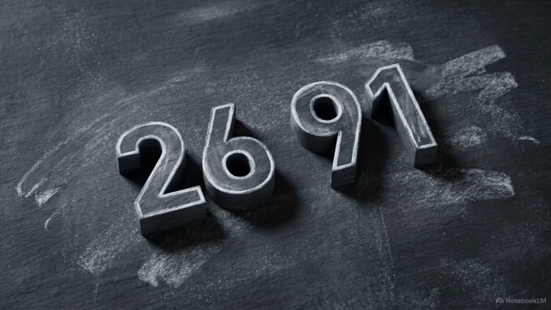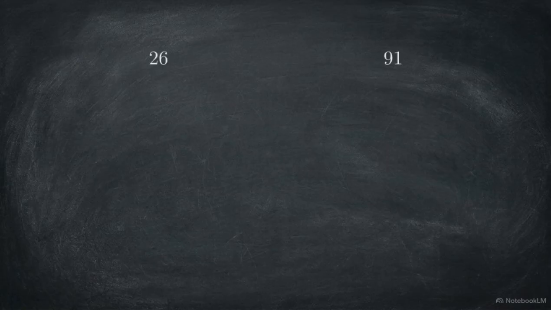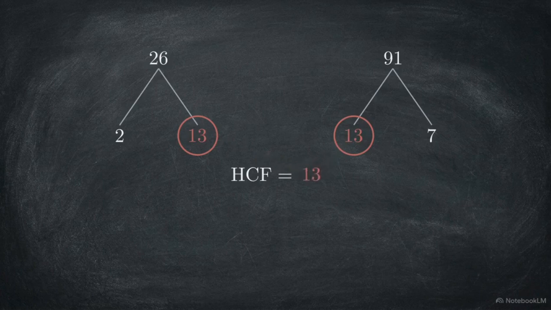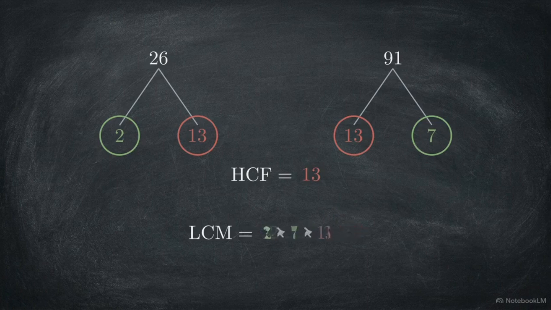We'll start with our first pair of integers, 26 and 91. First, break both numbers into prime factors. 26 is 2 times 13. 91 is 7 times 13. The highest common factor is the shared prime, 13. The lowest common multiple multiplies every unique factor, 2, 7, and 13, giving an LCM of 182.